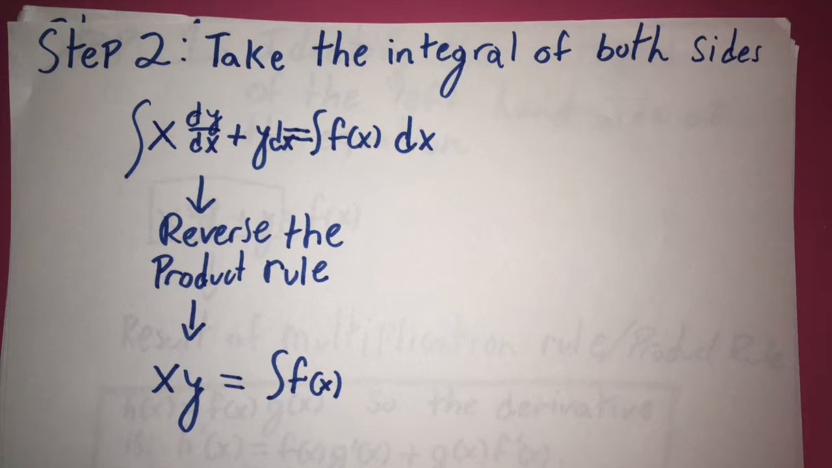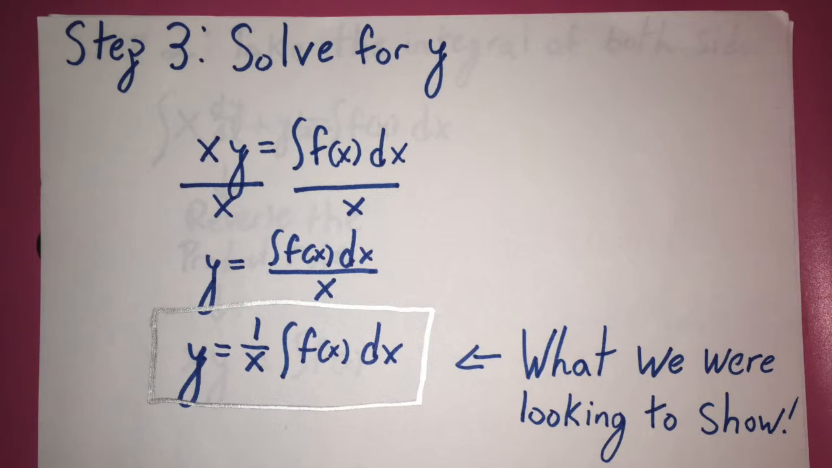So when we integrate both sides, we're going to return to that xy, which is what it was before you took the derivative and applied the product rule, equals the integral of f of x dx. Thus, we have satisfied the condition and solved part A of this problem.